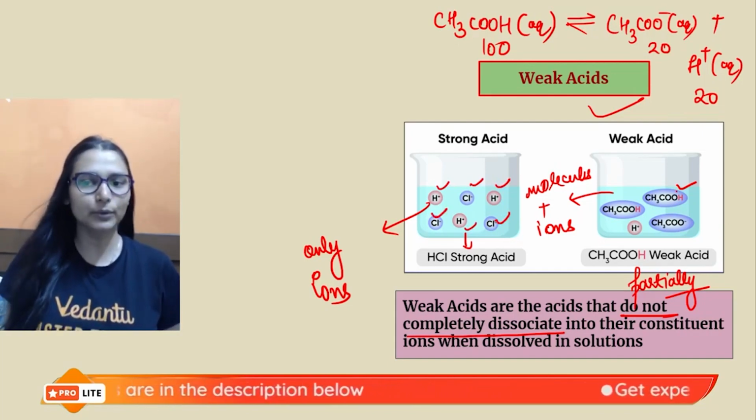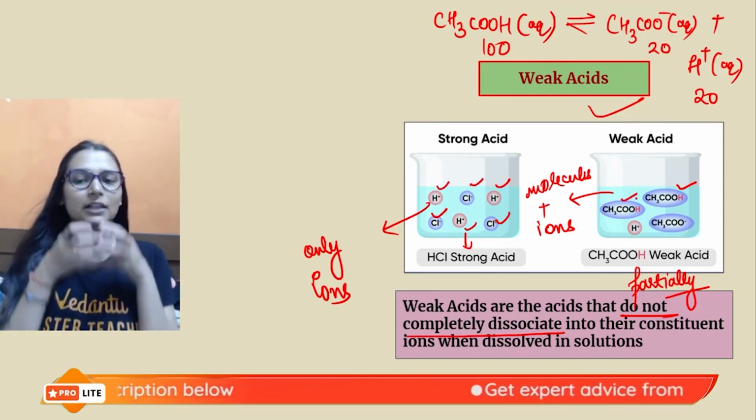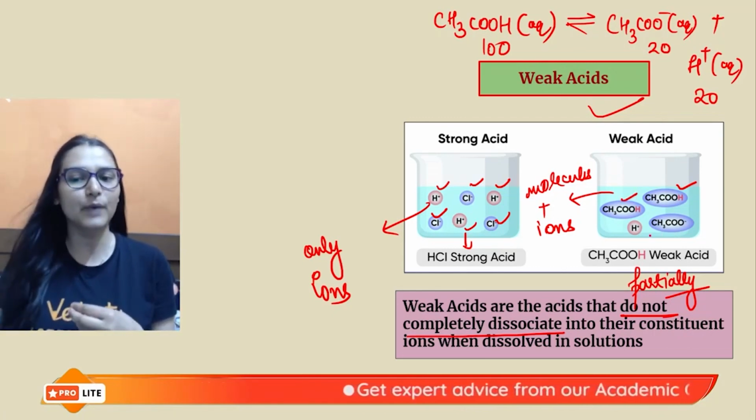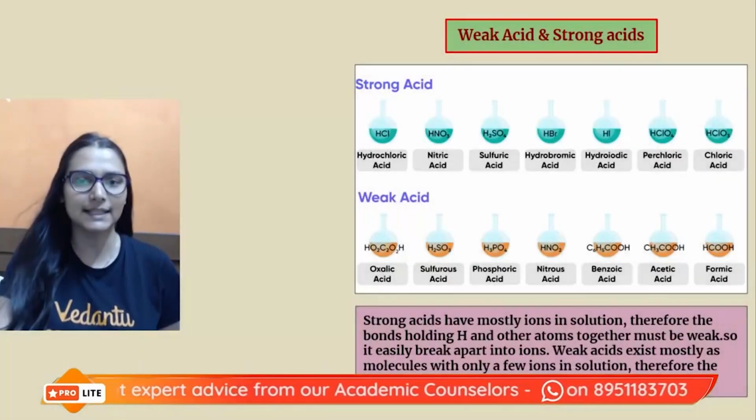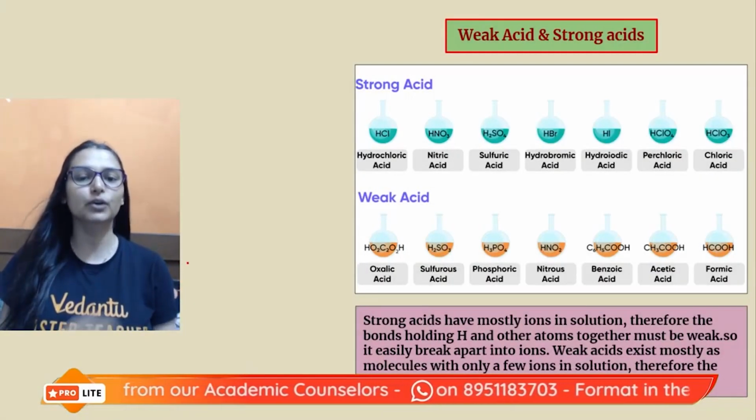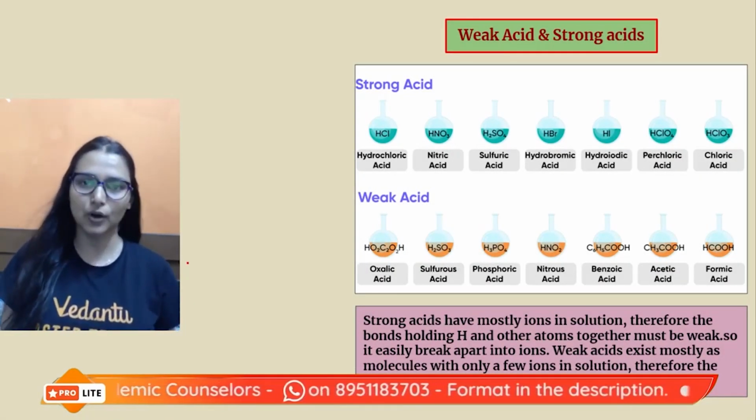But in a weak acid, you can see some of the acid molecules are still neutral and few of them are broken down to ions, right? So partial ionization is weak acid. The same definition we go with for the bases also, right?